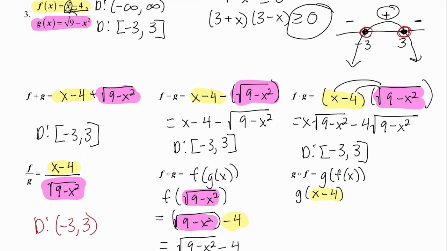So this is that f equation. Everywhere we see an x in that g equation, which is right here, we're going to plug in the other one. So this is equal to the square root of 9, that's not changing, minus, and then instead of x squared, we're putting x minus 4 squared, that other equation.